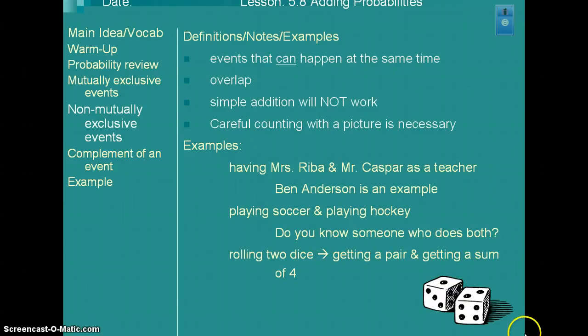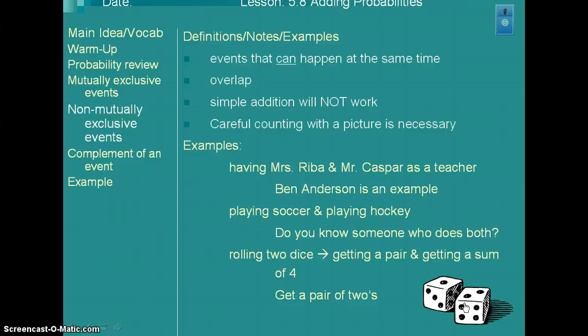If we go back to rolling a pair of dice like the one that you see down here, getting a pair and getting a sum of 4, this is not mutually exclusive, because if I get a pair of 2s, I've got a pair and I've got a sum of 4, so I have met both qualifications. So again, non-mutually exclusive events are those events that can go together. I potentially could have both things occurring in one instance.